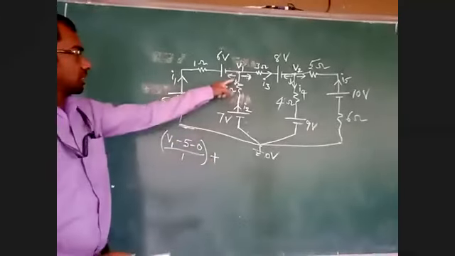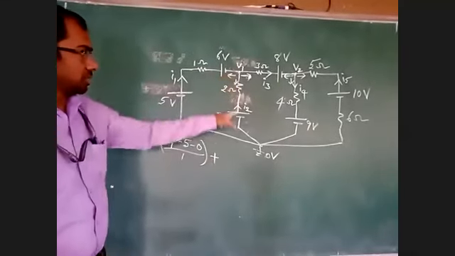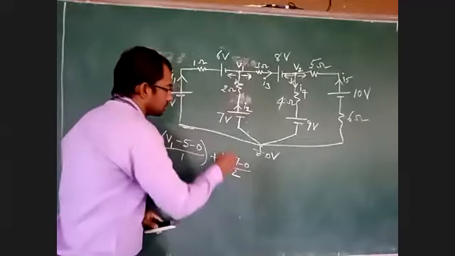Okay. Plus, why plus? The arrow is moving away from the node. V1 minus 7 minus 0, divided by 2.